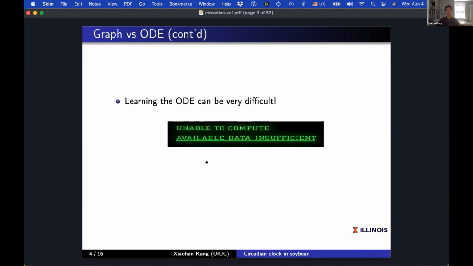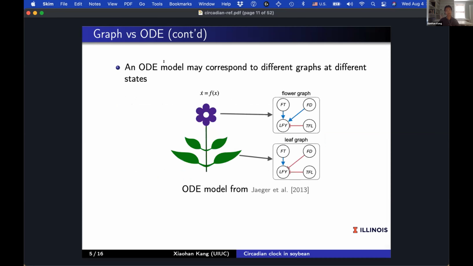So basically, the ODE models are very complicated, and learning the ODE models can be very difficult because you may not have enough data. And compared to that, learning the graph can be much more feasible because there are only much fewer candidates for the graphs. But then we still need to be careful about the term graph, because when you are given a system, it could be possible that there is not a unique graph.